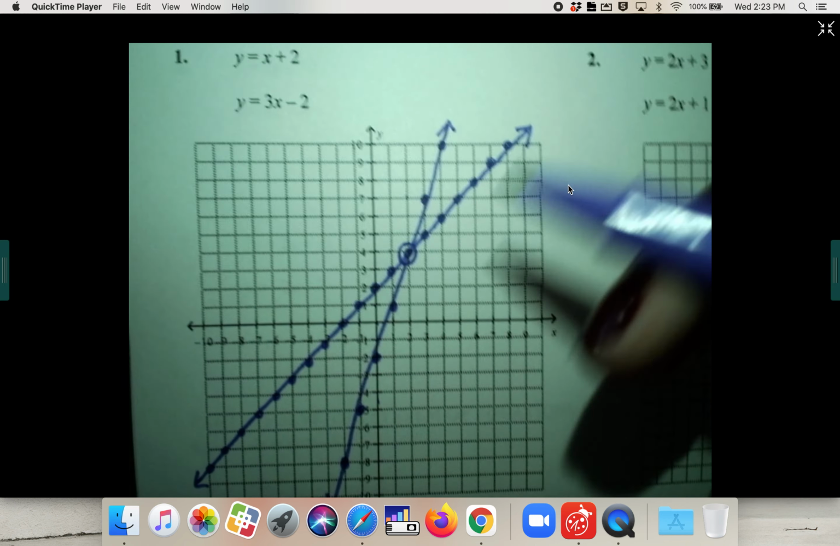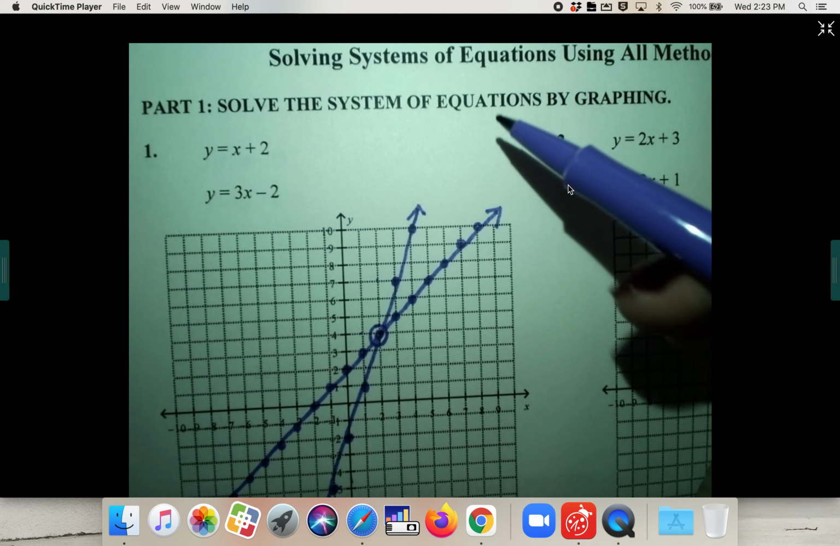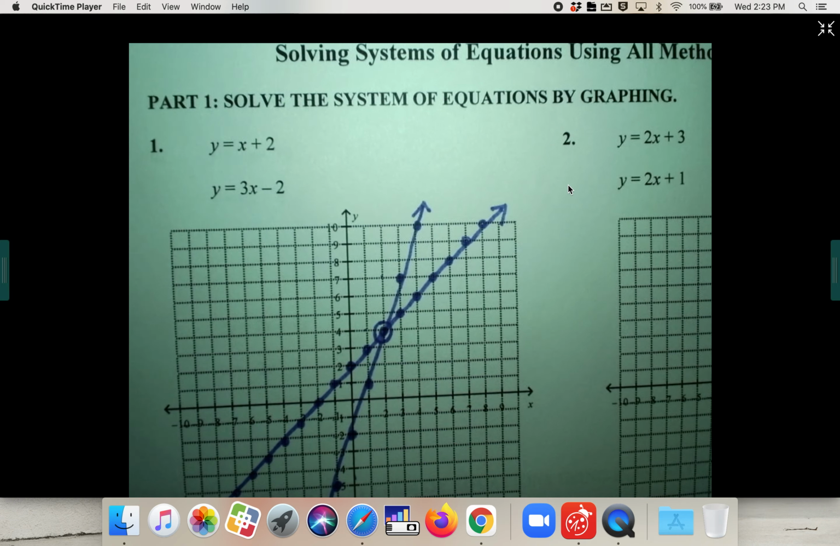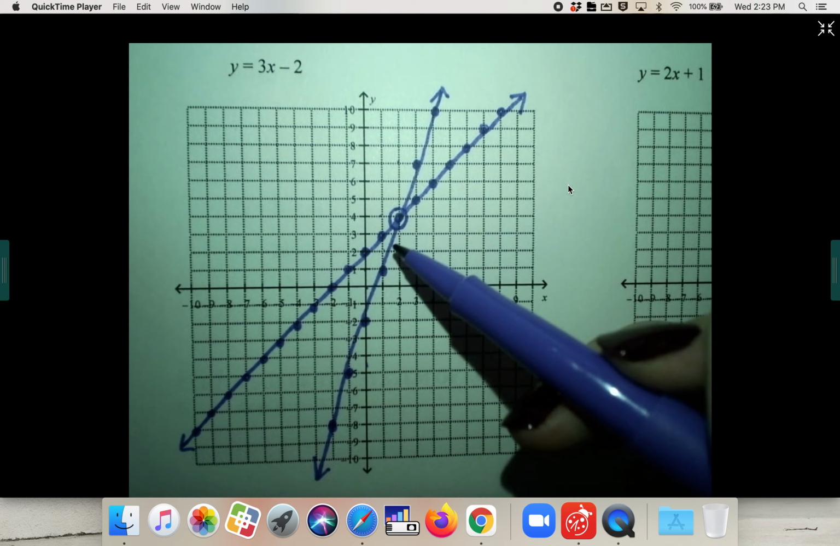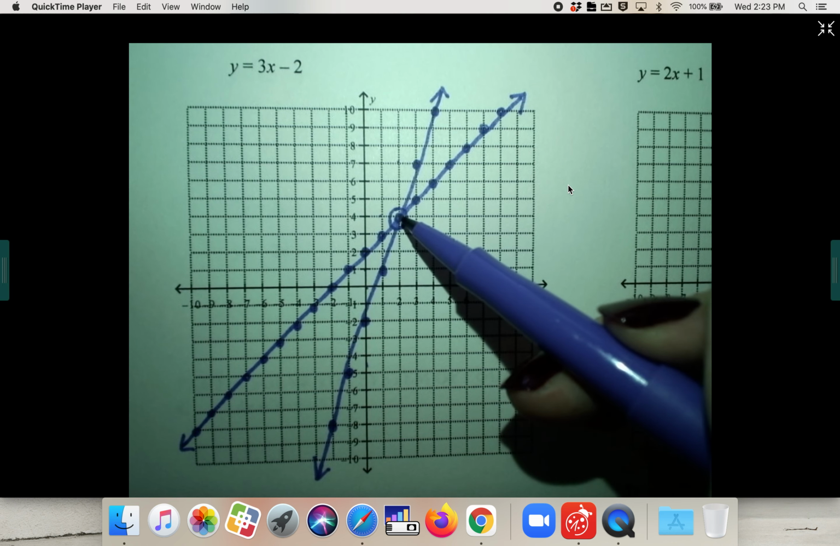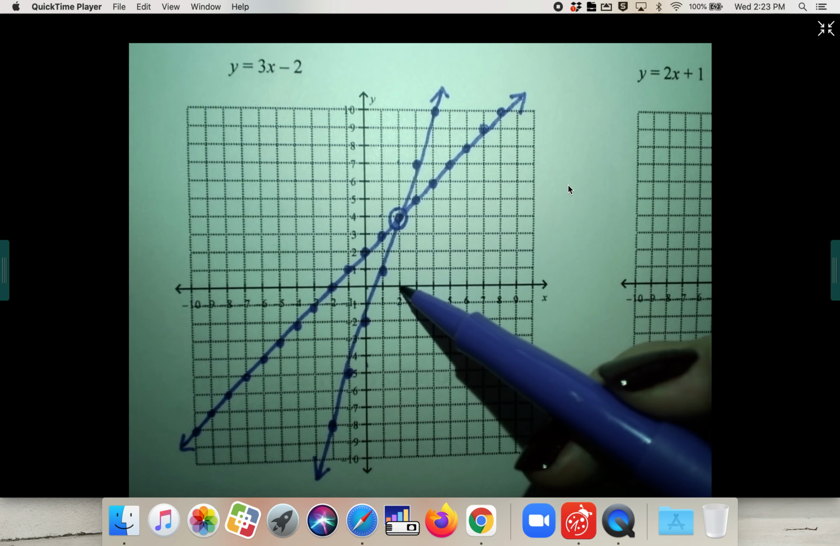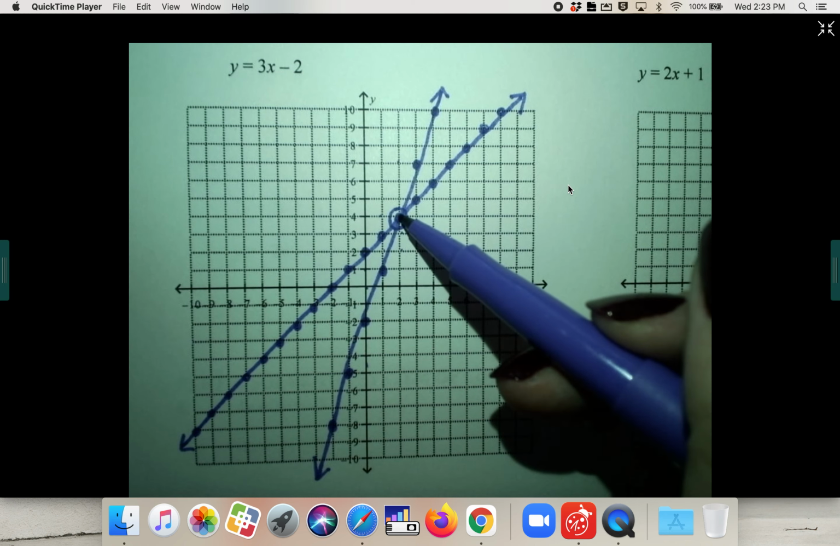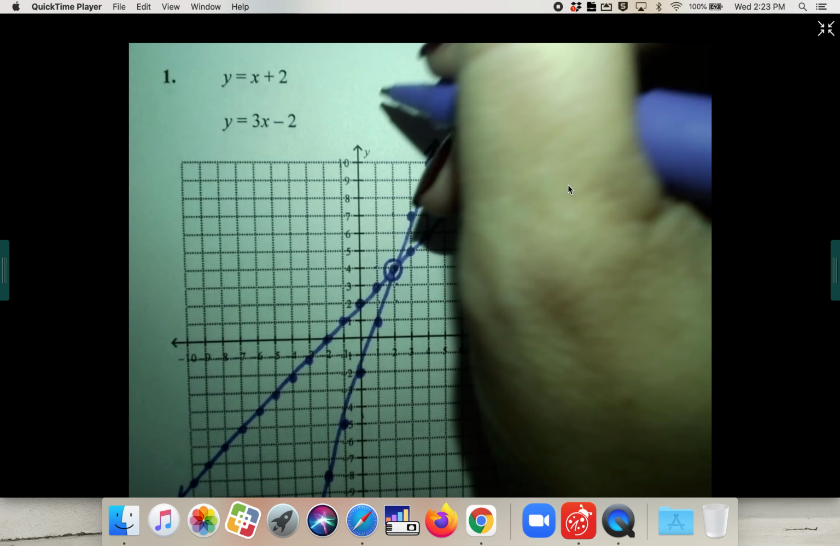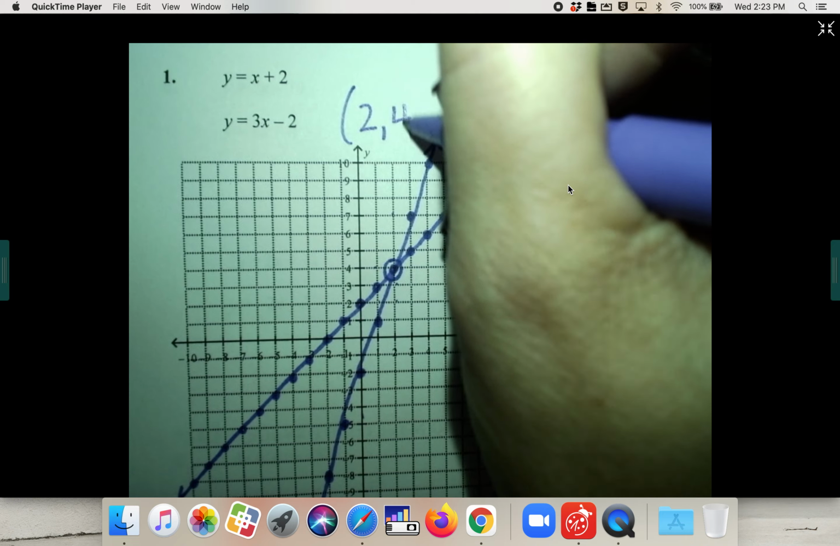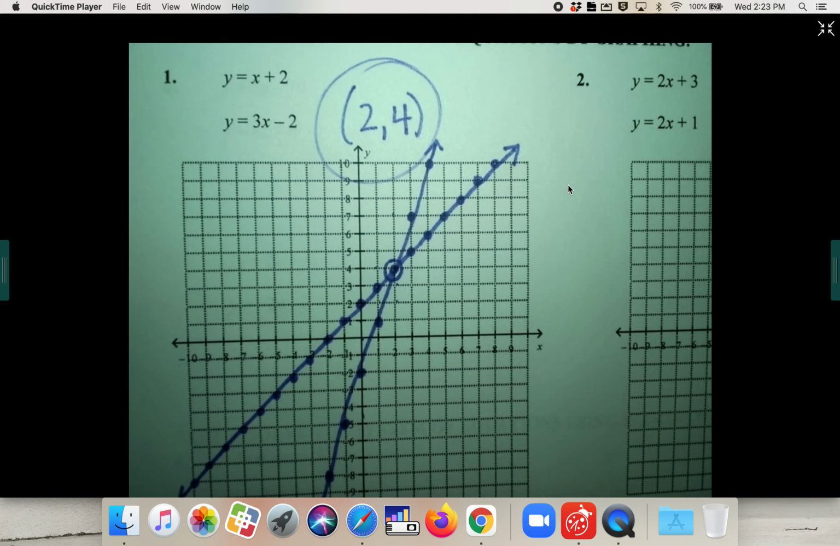And then the answer is not actually your graph. The answer to solve the system is where they intersect. What is the solution? And the solution is right here. And that is coordinate point 2, comma 4. So the actual answer to the system is where they intersect, which is 2, 4.